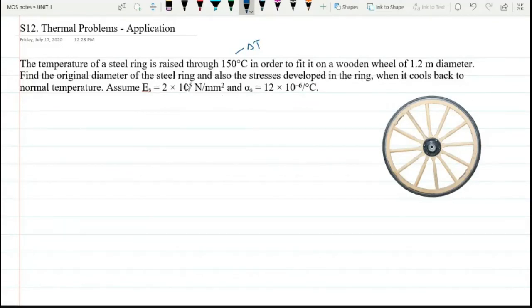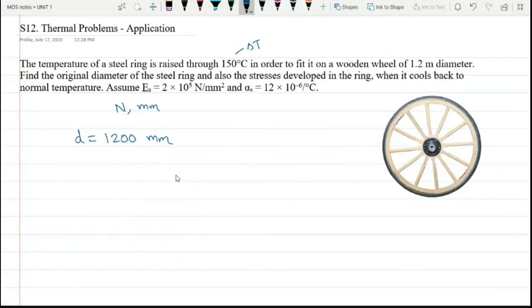That is my first question. Second, also identify what is the stress. That is my second question. Okay. So we will convert all my units. I am going to solve this in Newton and mm. So what I can do? So I can go for diameter D, which is 1200 mm. Right? So 1.2 meter I am converting to mm.